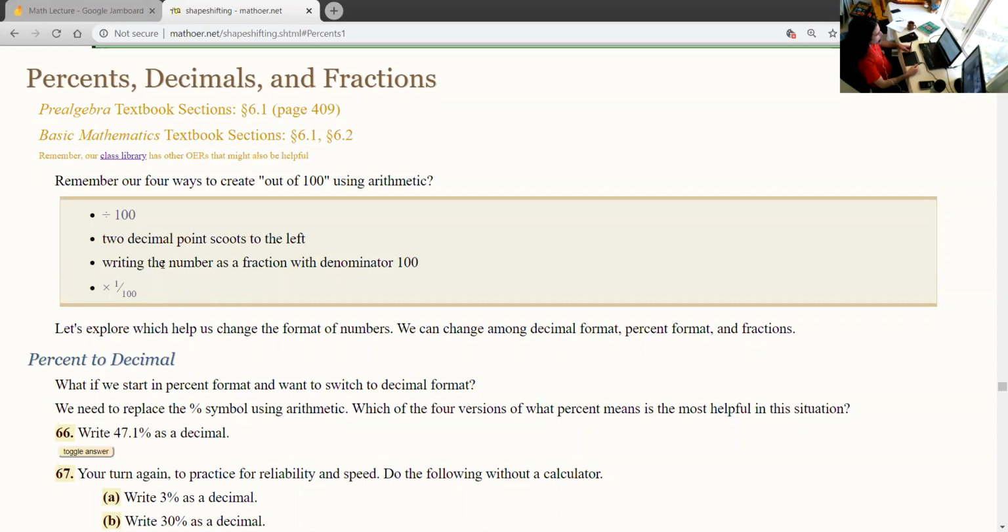So percents and decimals and fractions, we're either on page 409 in the ebook or 6.1 and 6.2 in the green book that I'm holding, but you can't see because I'm still sharing my screen.